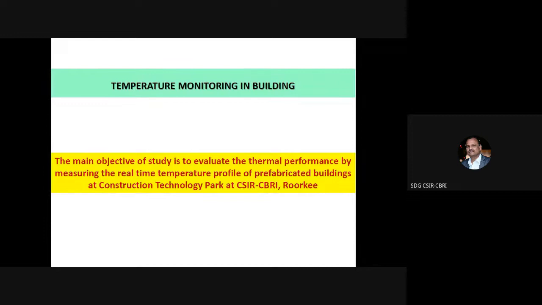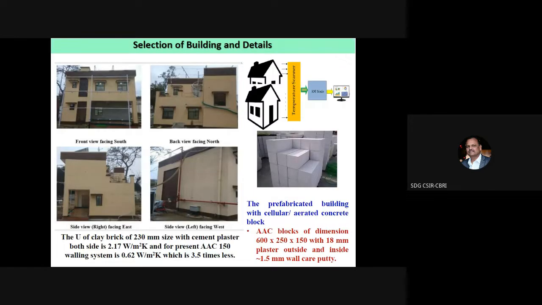Another temperature monitoring was done in a building, where in our construction technology part there are some prefabricated structures which are demonstrated. In order to find out the thermal comfort of those structures, we have demonstrated it. We have measured the temperature and found out how well these prefabricated structures perform looking into the climatic condition of India.